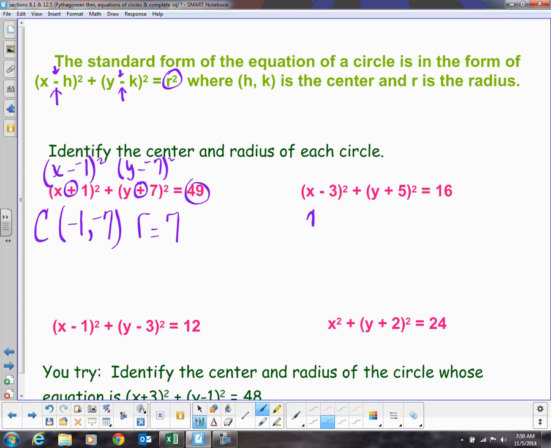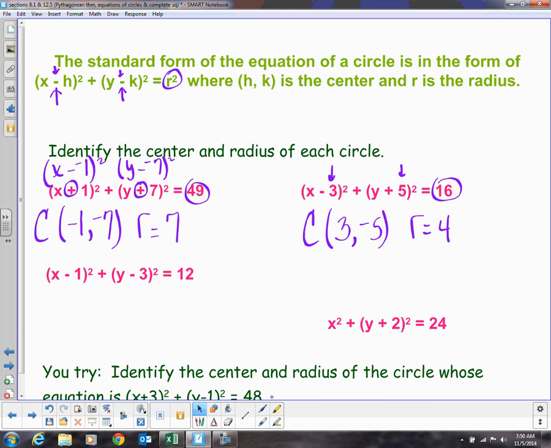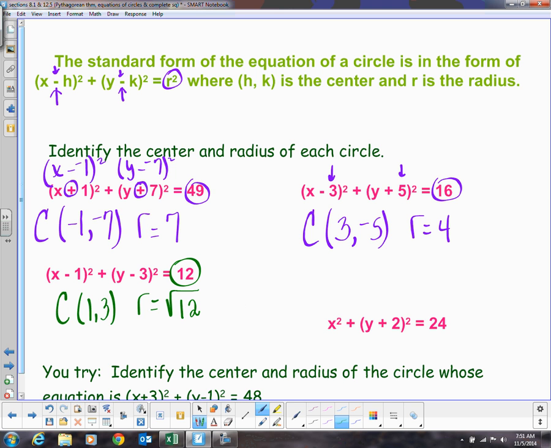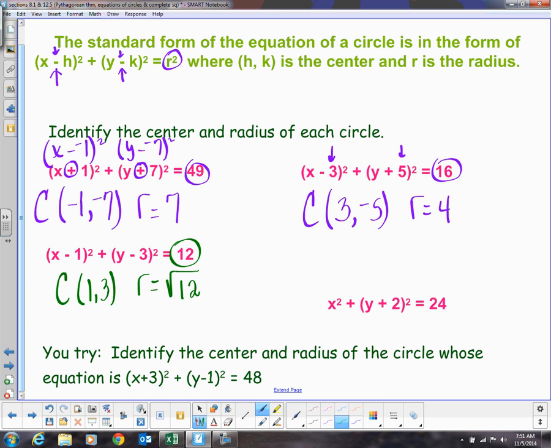All right, what's my center going to be here? 3, -5. Basically, you're going to take these out opposite as they appear. What is my radius? Square root of that, which is 4. What is this center? This center is going to be (1, 3), and this radius is going to be square root of 12. Yes. Wait a minute.